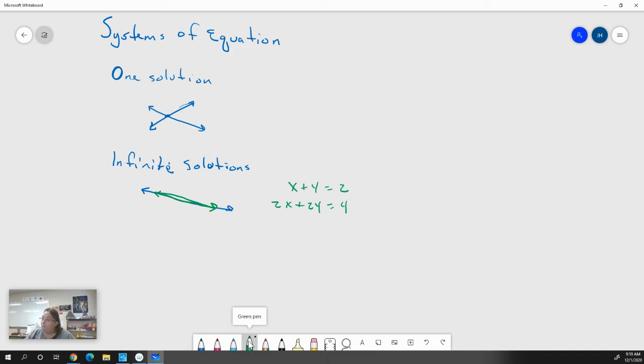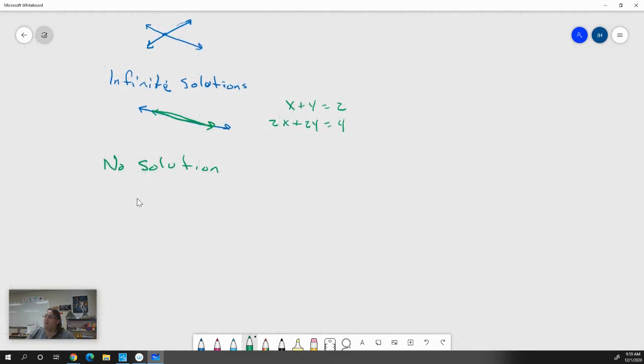The other type of solution set would be no solution, right? And no solution happens when the lines are parallel. They are never going to intersect. There will never, ever be a common point between them, and in which case we have no solution.